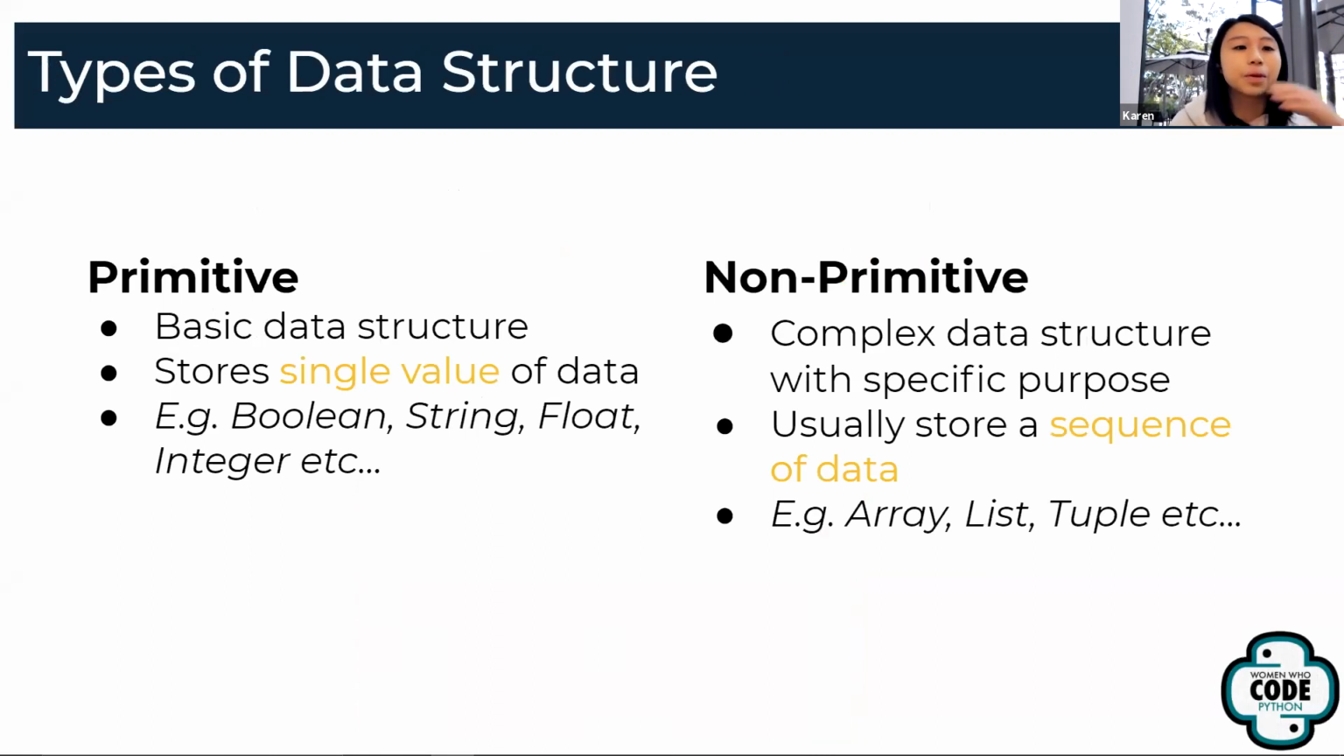One is primitive and one is non-primitive. A primitive data structure stores a single value of data, like a boolean, string, float, integer, double, and so on. A non-primitive data structure is a complex data structure with a specific purpose. Usually it's stored as a sequence of data, like array, list, and tuple, which we will be talking about today.